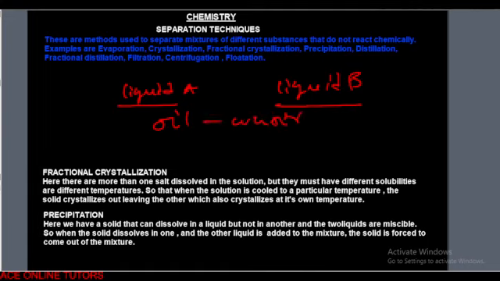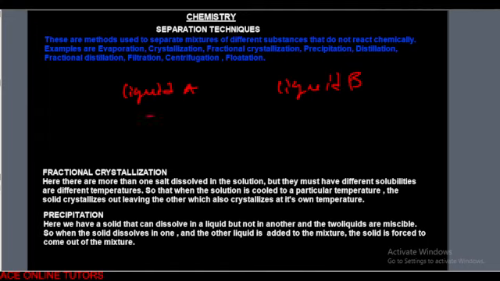Take the example of palm oil and water. If you pour oil in water, will they mix? No, they can never mix. You will discover that the oil will be on top of the water. So these are not miscible liquids. So when you want to use precipitation, you must make sure that you have two miscible liquids.